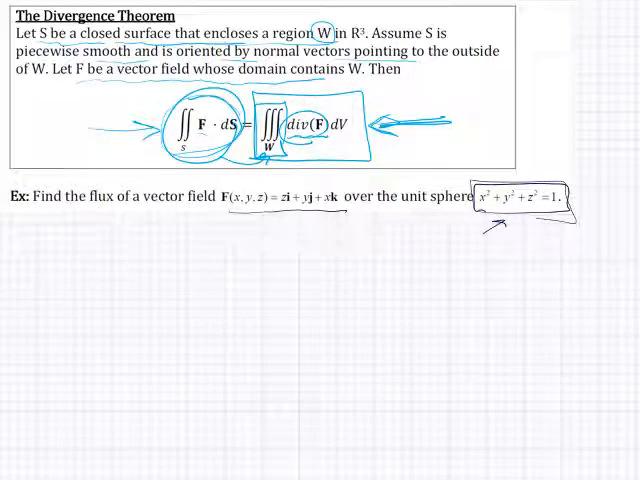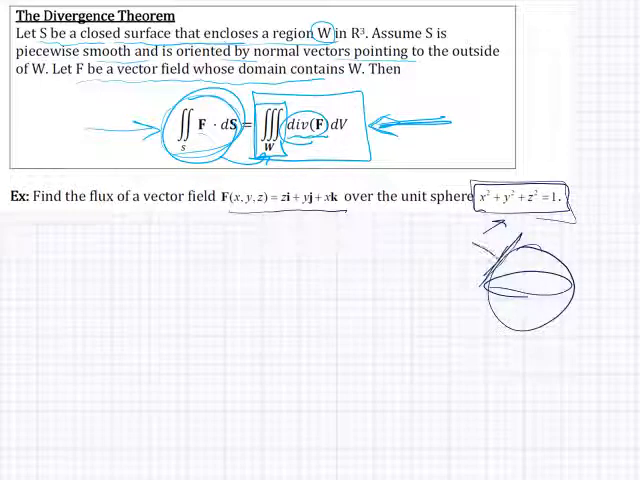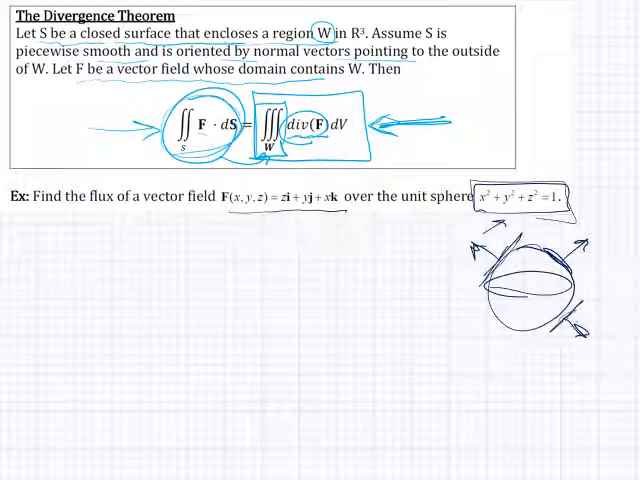And if you thought about this sphere and you looked at the tangent plane to the sphere, the normal vector would definitely be pointing outward the entire time. Okay. So we want to calculate the divergence of F.